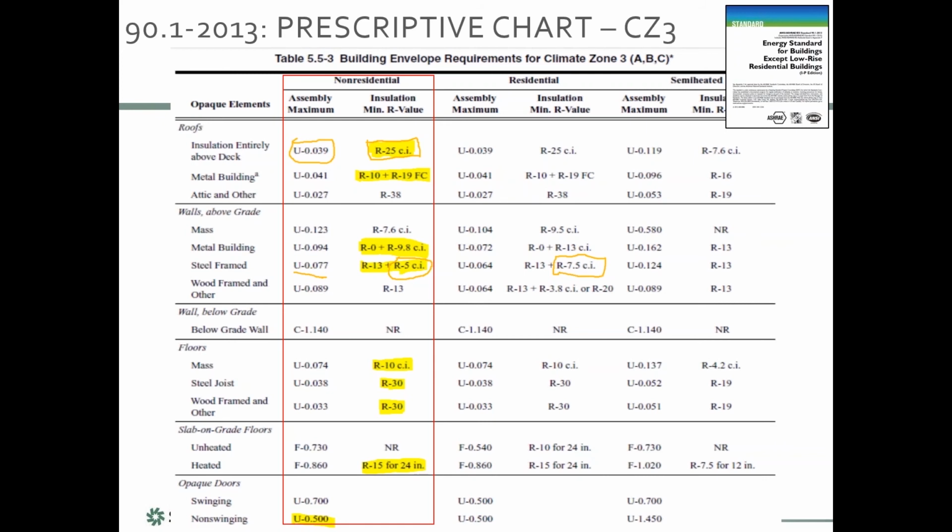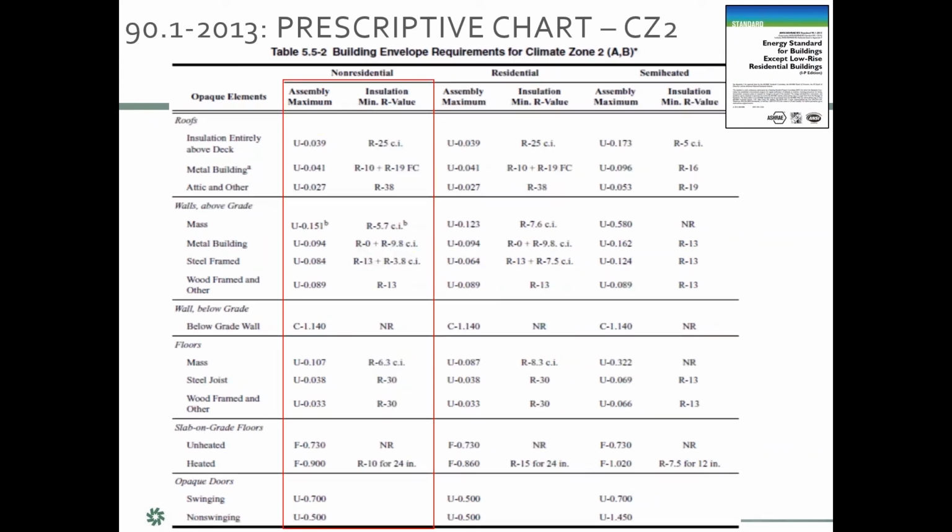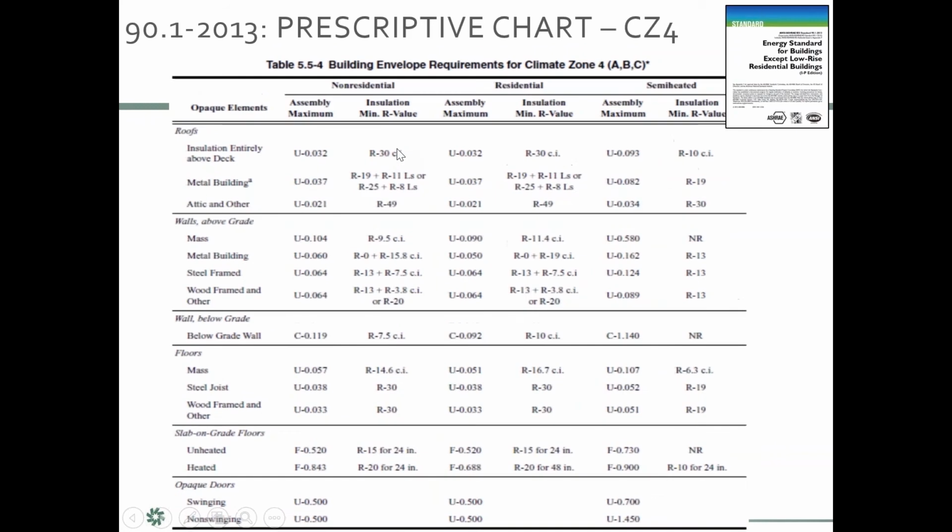In essence, how much R value do I need? And these are all, of course, opaque elements. And there it is for climate zone 2. Still R25. That's a big change right there. And here it is for climate zone 4. Woo! R30 continuous insulation. So ASHRAE has gotten kind of tough on roof insulation.